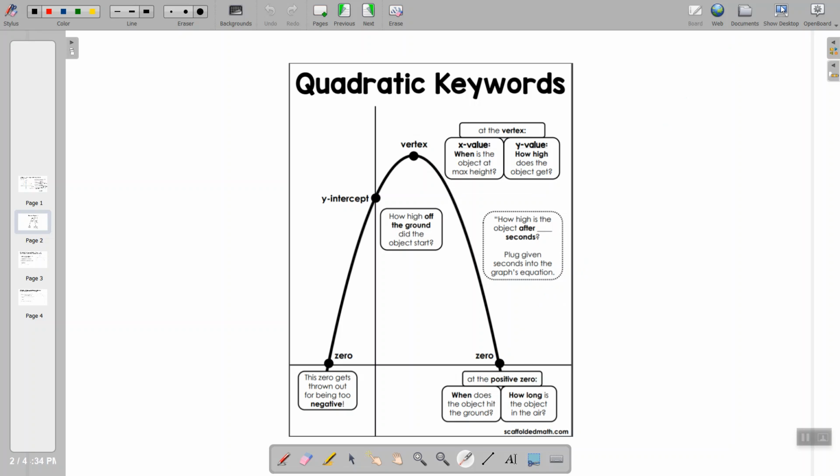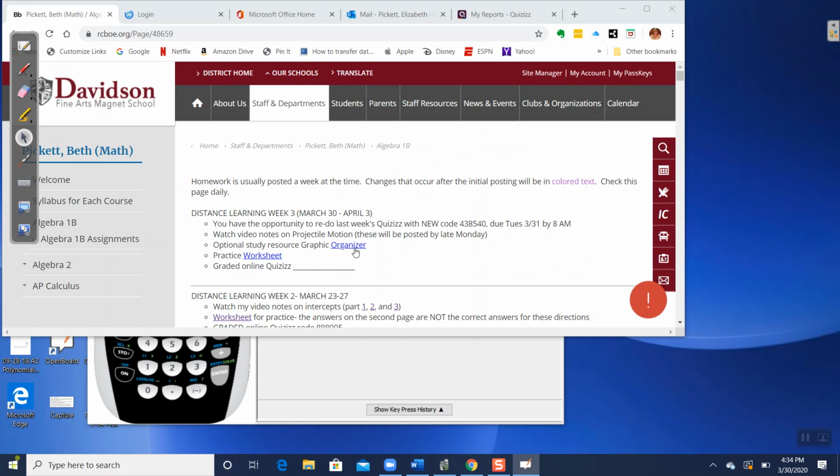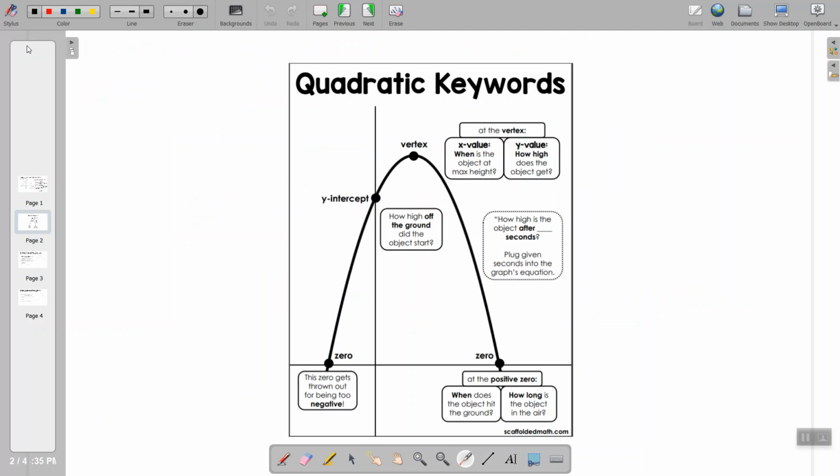Okay, and I got cut off a little bit at the end, but I did want to show you that on my web page I have a link to that organizer. That is one of the pages if you wanted to print it and put it in your notebook or have it for reference without having to watch the whole video again.